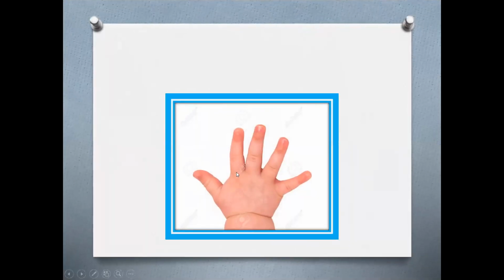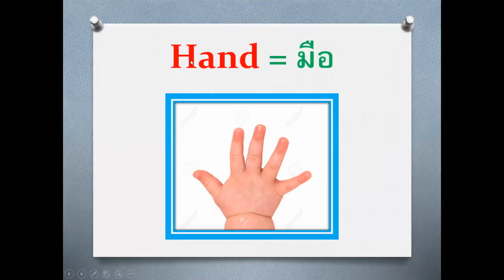Next, what picture is this? Very good. This picture of hand. You can spell H-A-N-D, hand. Read Thai, see this picture and understand also.